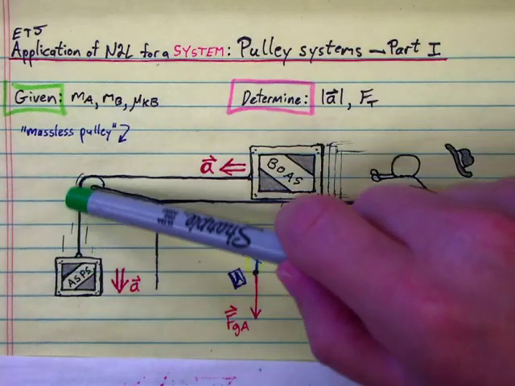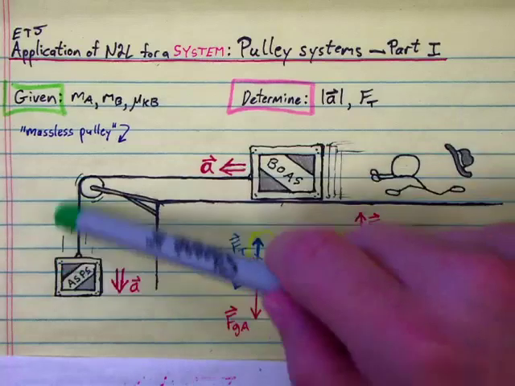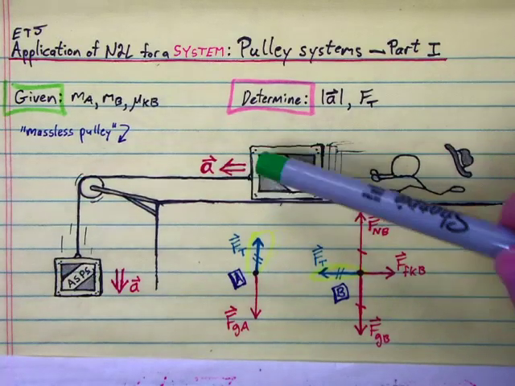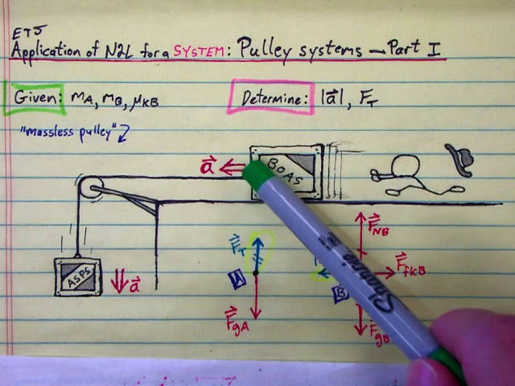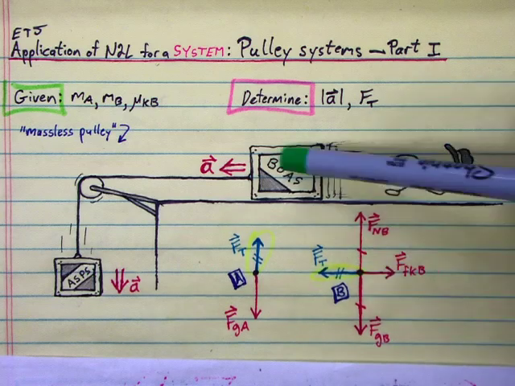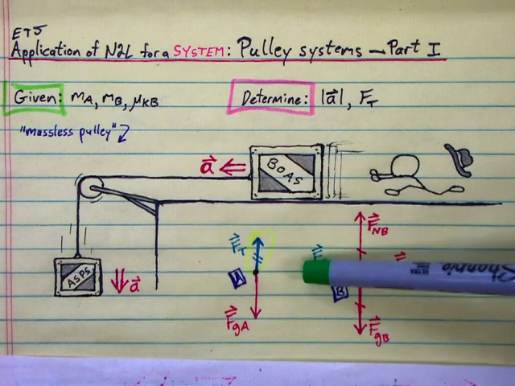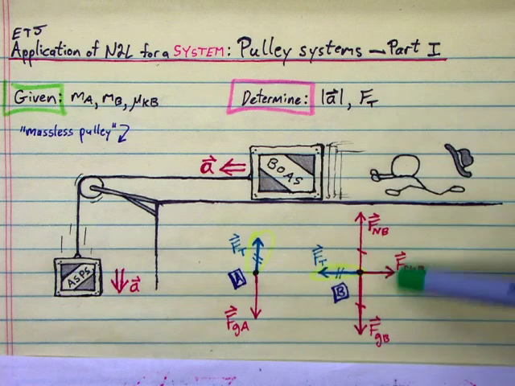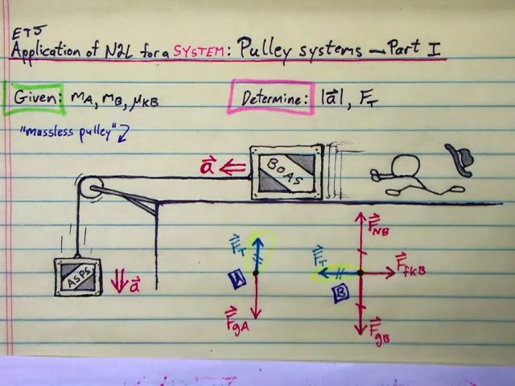Then we follow that string over here and see it's the very same string pulling to the left on B. And if it's a massless string, then we know it will have the same tension at either end. So on mass B here, there's that same tension, Ft, pulling to the left on it. And then here's our kinetic friction on mass B.